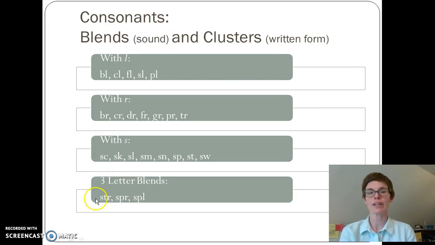And then we have three-letter blends where three consonants come together to blend. Stir, spur, spole. Okay, you can probably think of words that have these blends, these clusters in them. But remember, you hear every sound in the blend, in the cluster.